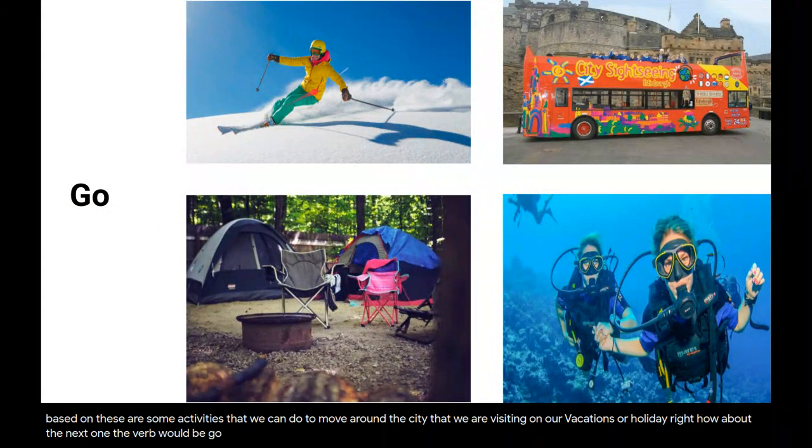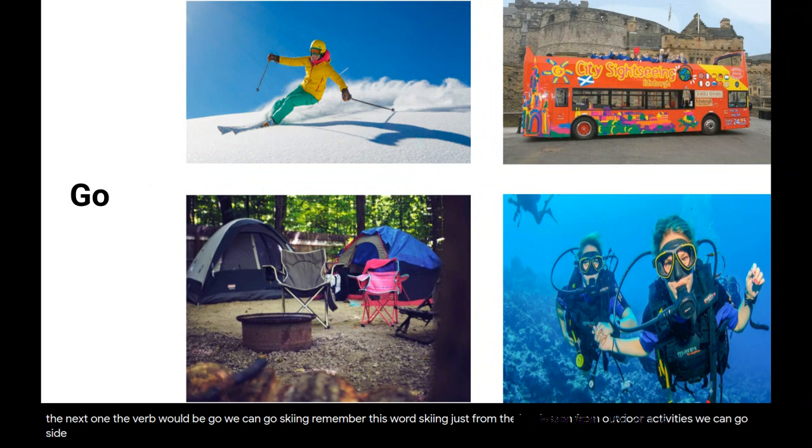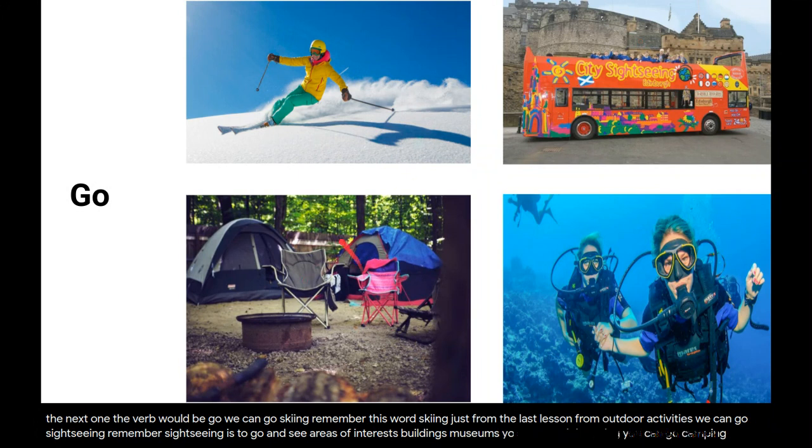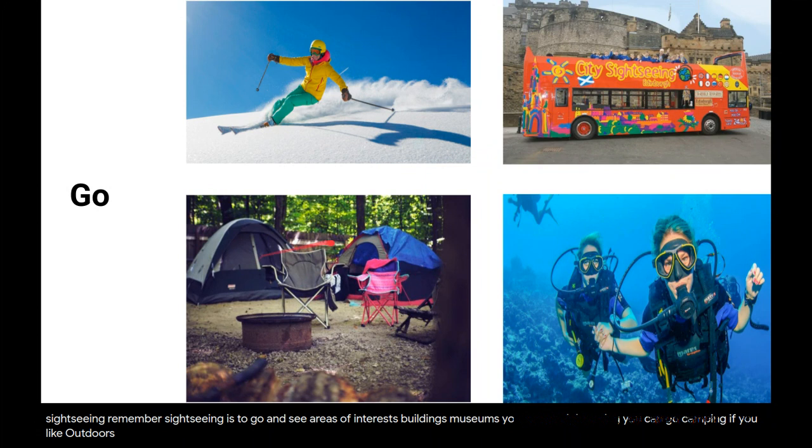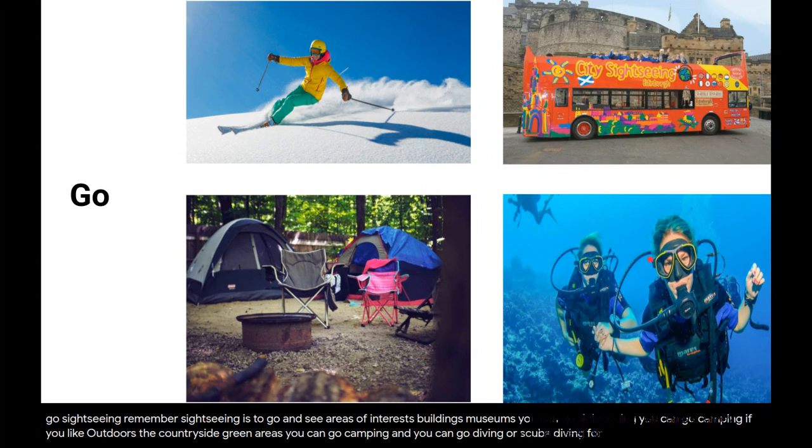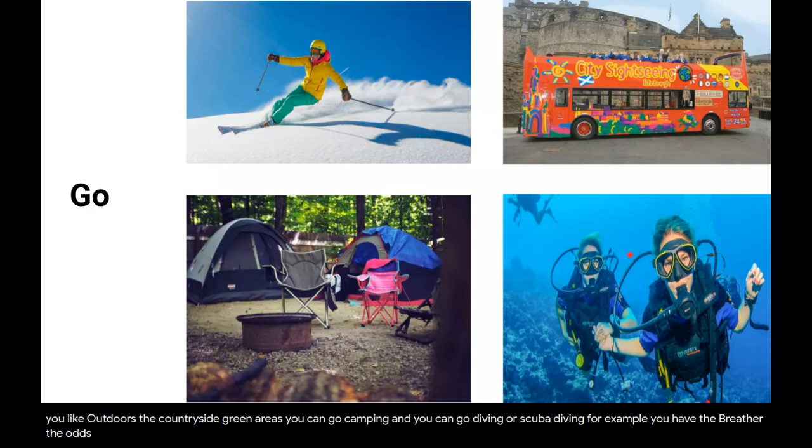How about the next one? The verb would be go. We can go skiing. Remember this word skiing from the last lesson on outdoor activities. We can go sightseeing. Remember, sightseeing is to go and see areas of interest, buildings, museums. So you can go sightseeing. You can go camping if you like outdoors, the countryside, green areas. You can go camping, and you can go diving or scuba diving. For example, you have the breather, the oxygen tank, and you go deep down. All right.